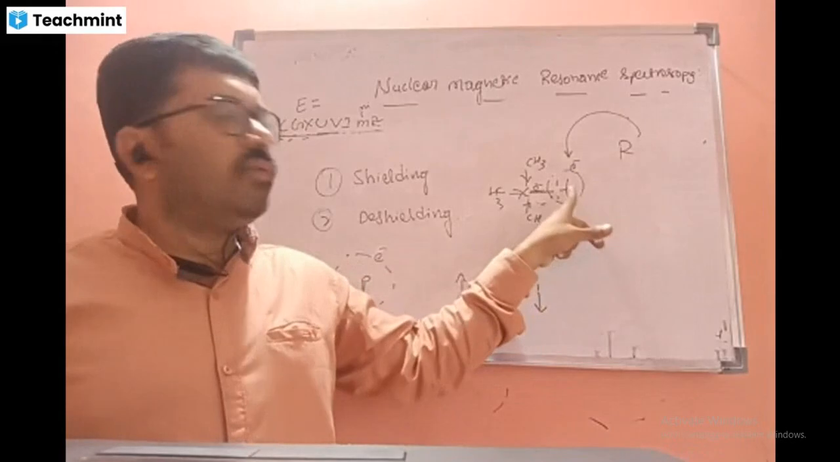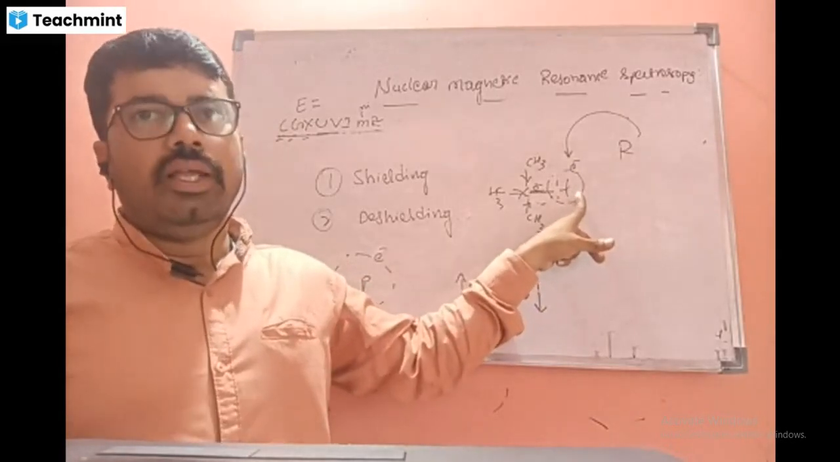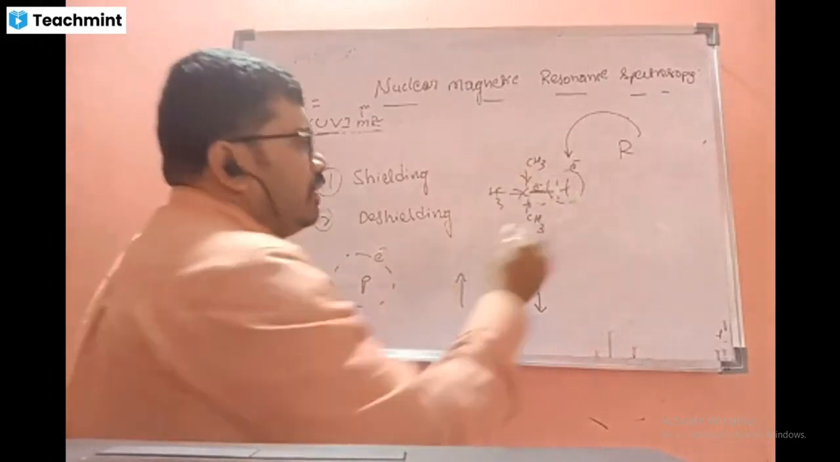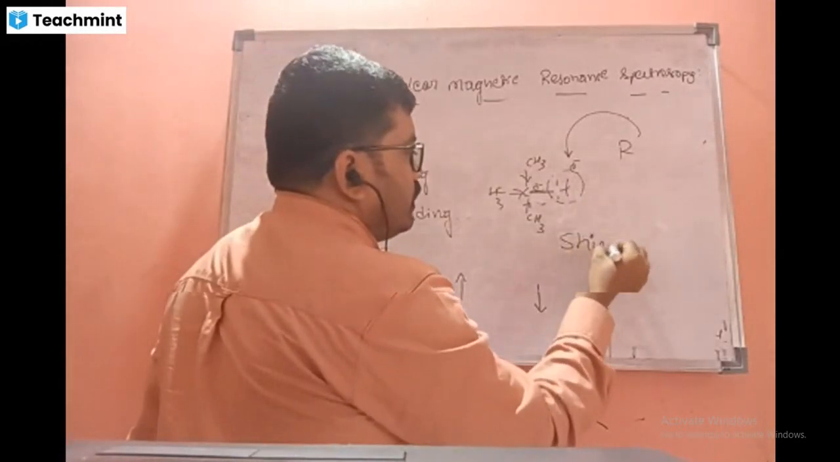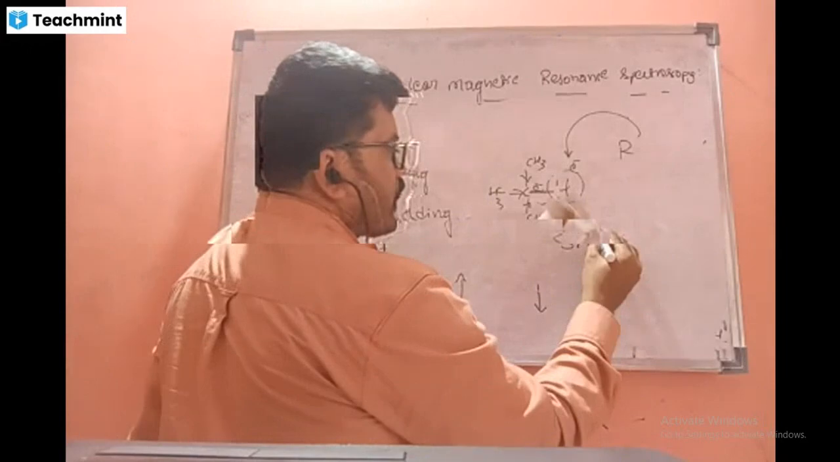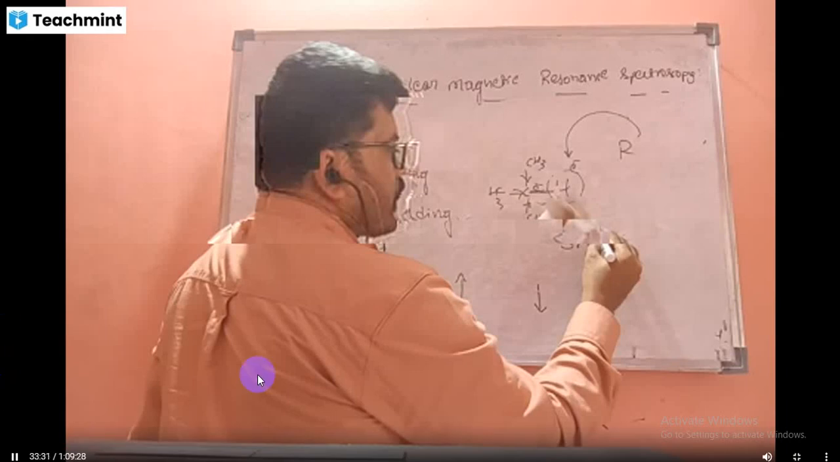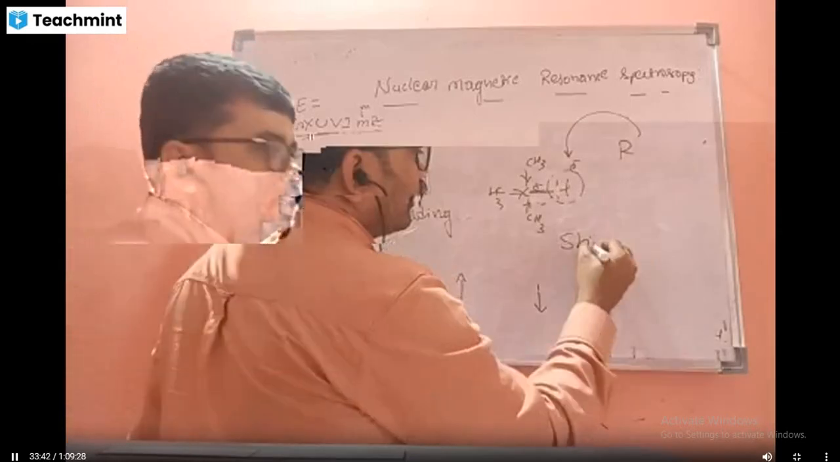Then the field felt by the proton is diminished and the proton is said to be shielded. Very important. This radio frequency field felt by the proton is diminished and the proton is said to be shielded. Why shielded? Because of the electron density push, the radio frequency gets diminished, so the field felt by the proton is diminished. This field is opposed to the radio frequency. So shielding means the nucleus experiences a lesser magnetic field and hence precesses with lower frequency.